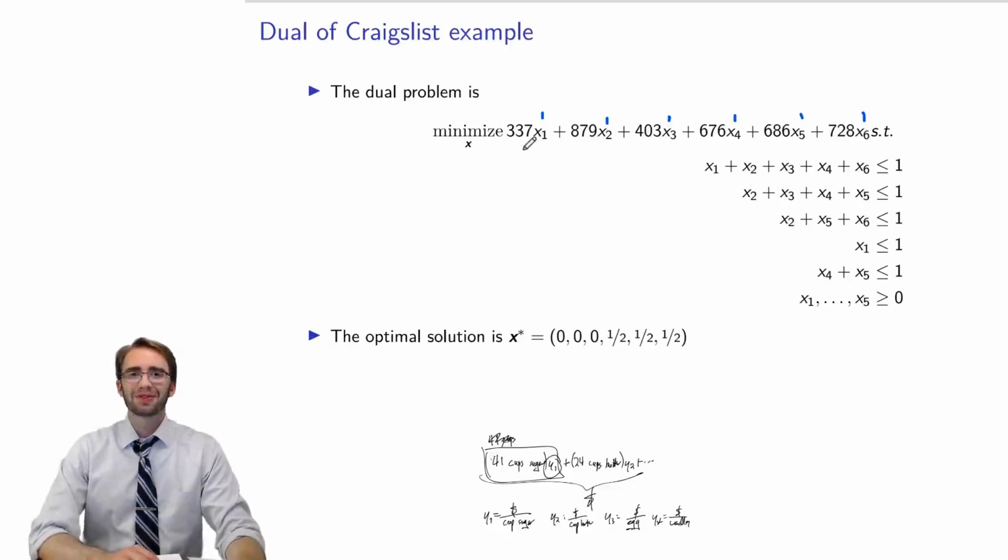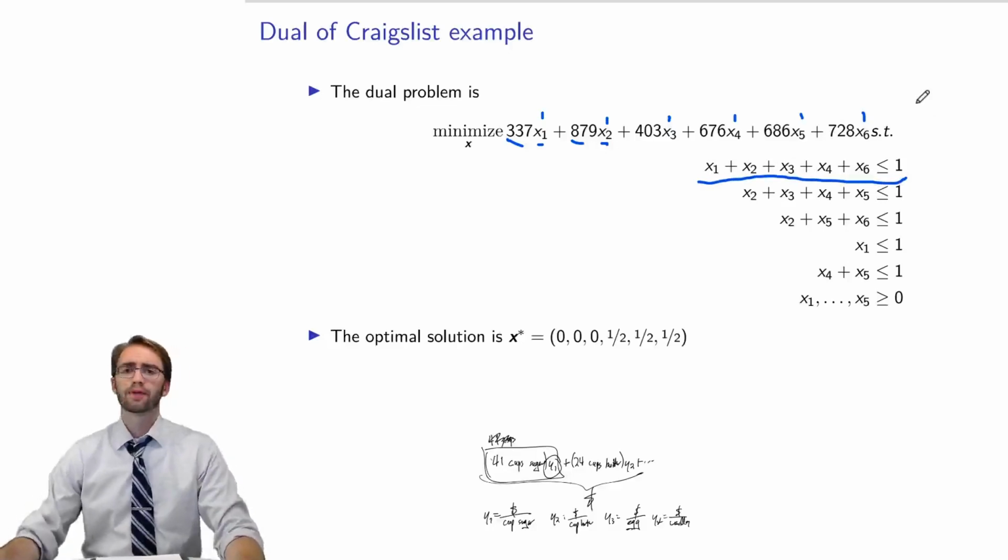And so it has to be true. So the value of the offers that you accept is going to be 337 for the first offer, which you accept or you don't, and 879 for the second offer, which you accept or you don't, and so on and so forth. And then you could say, well, what's true about this? Well, I said x1 + x2 + x3 + x4 + x6 is less than or equal to 1. Where does that come from?